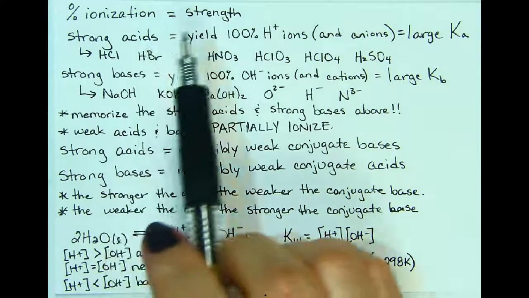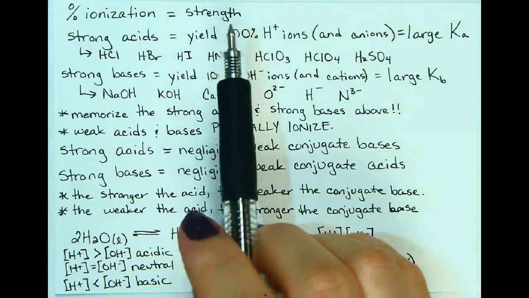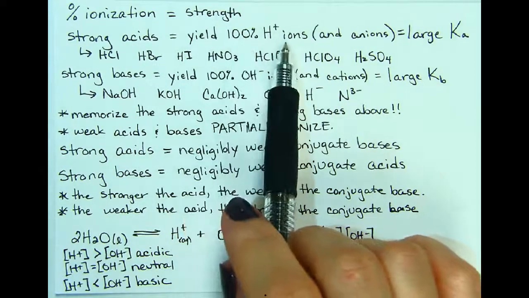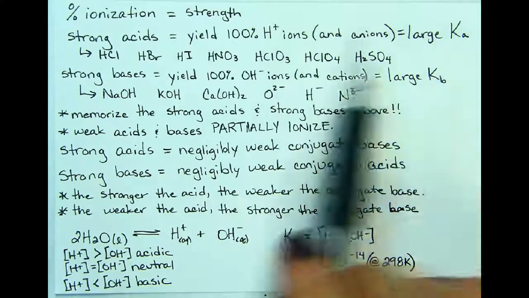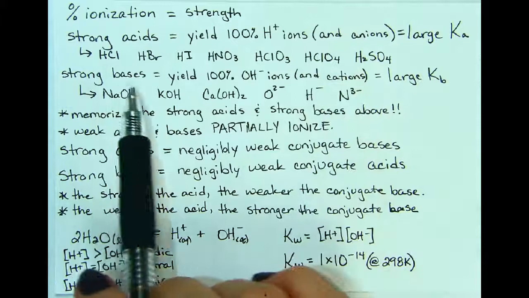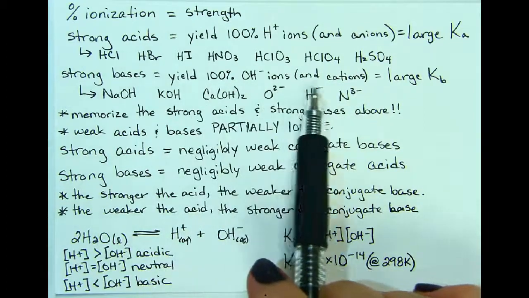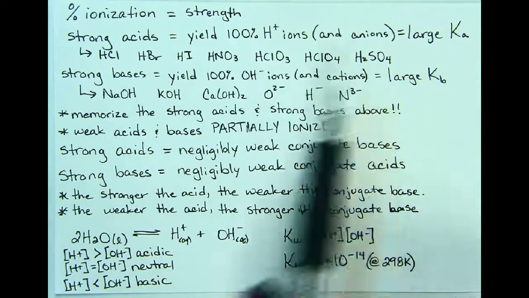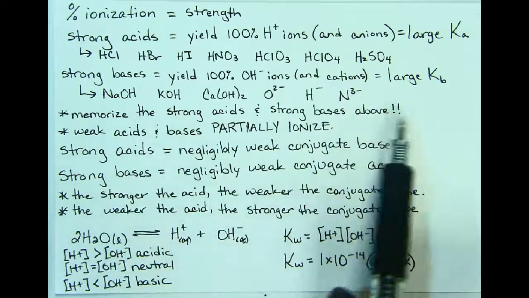Percent ionization is going to be equal to the strength of your acid or your base. Strong acids will yield 100% hydrogen ions, and you have a large Ka value. These are the strong acids that you should memorize. Strong bases will yield 100% hydroxide ions and have a large Kb, and these are the strong bases you should memorize. Memorize the strong acids and strong bases above.